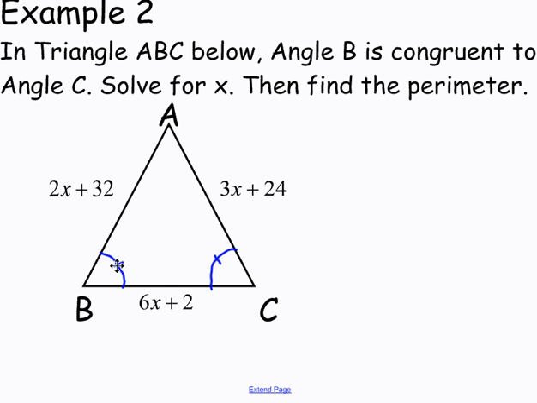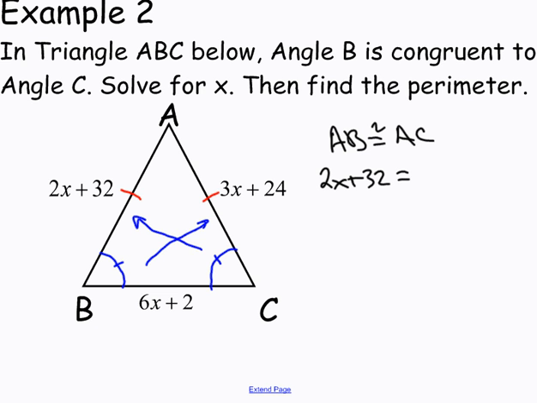Since I know these two angles are congruent, I know that the sides opposite from those angles must also be congruent. So I know that side AB has to be congruent to side AC. And that can help me solve for x, right? Because I know AB is congruent to AC, so I could write 2x plus 32 is equal to 3x plus 24. And then you can just go ahead and solve for x.